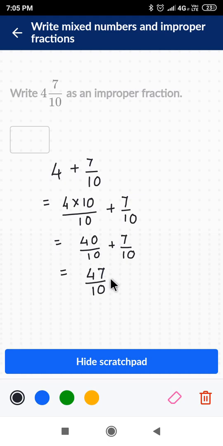This 47 by 10 is called improper fraction, which is equivalent to mixed number 4 and 7 by 10.